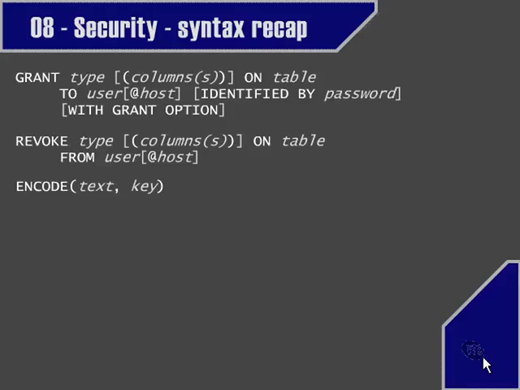The encode function takes two arguments, the original text and the key with which to encode the data. Decode function works in exactly the same way, except we pass it an encoded piece of text, and then the key is the second argument, and it will output the original unencoded piece of data.